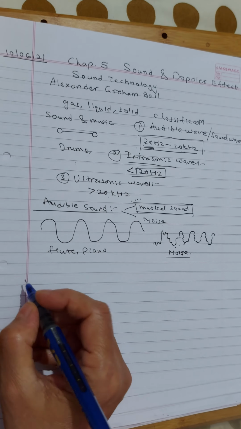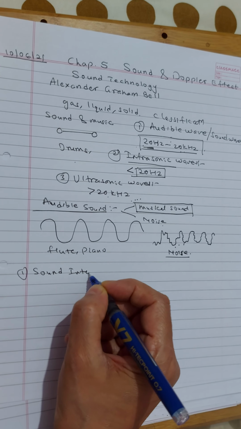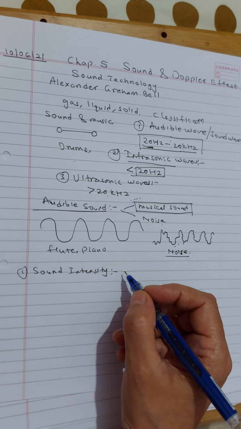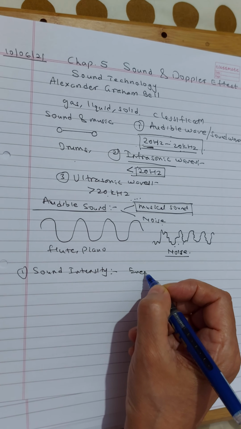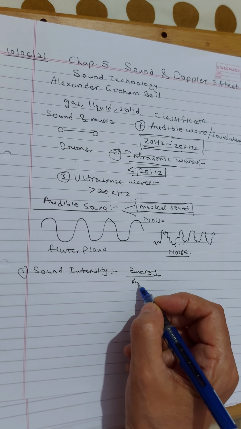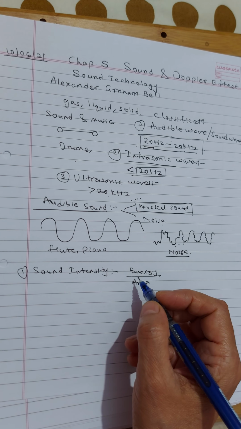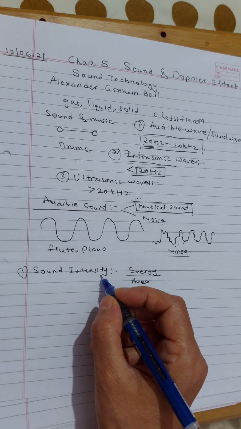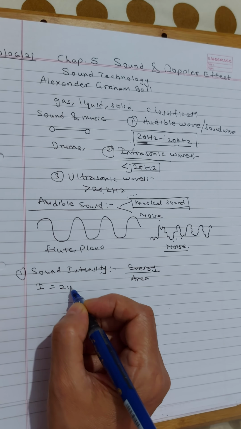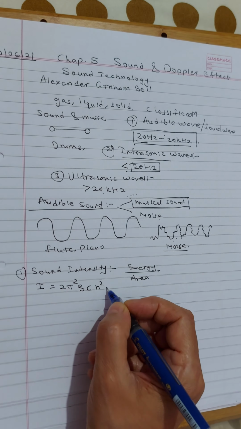The first definition is sound intensity. So when I say sound intensity, what is it? The amount of sound energy crossing per unit area around a point in 1 second is known as the intensity of sound. What is the formula for intensity of sound? I = 2π²ρcn²a².